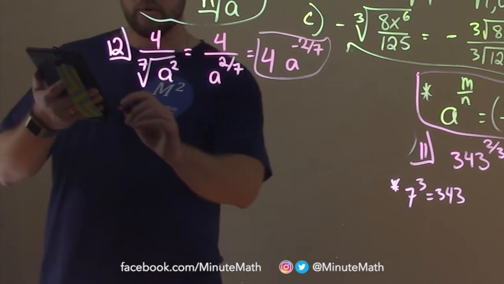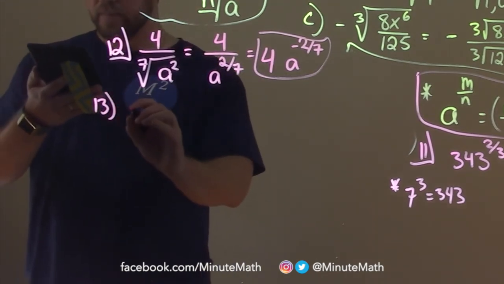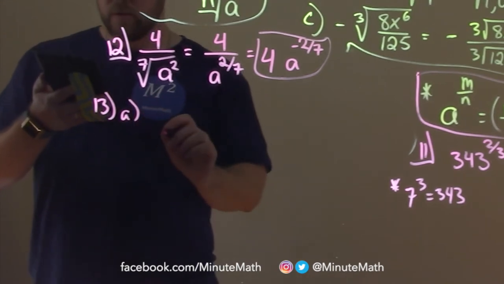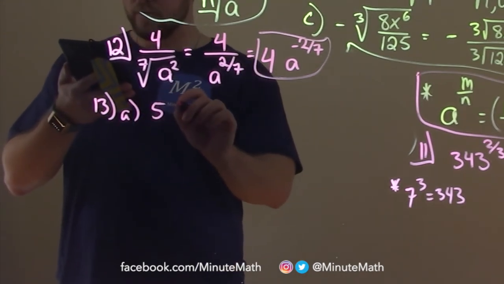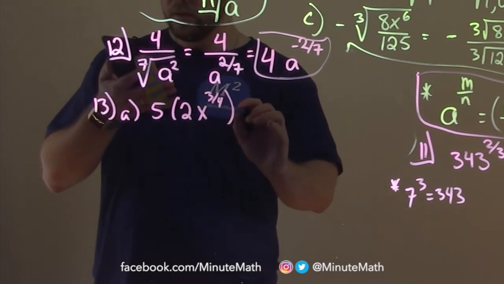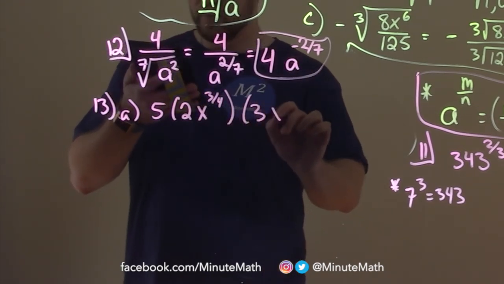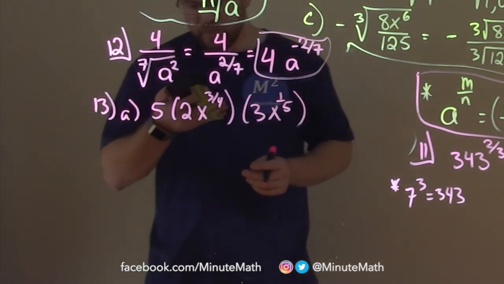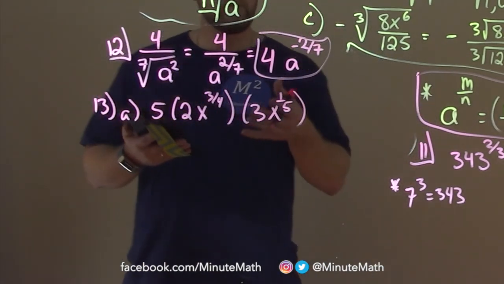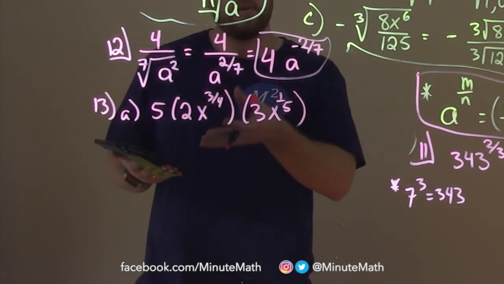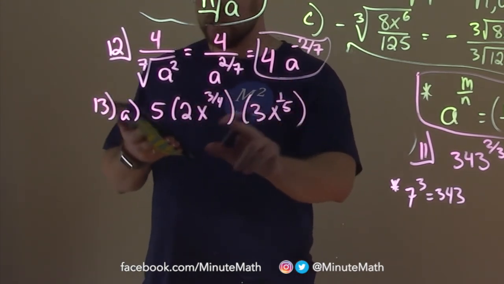I should have given myself a little more room, but we'll see. 13. We got a here. So a is 5 times 2x to the 3/4 power times 3x to the 1/5 power. Okay? Well, our rules with exponents is that we can add our exponents if we're multiplying with the same base. Same base here is just x.